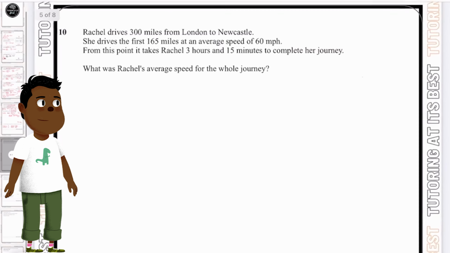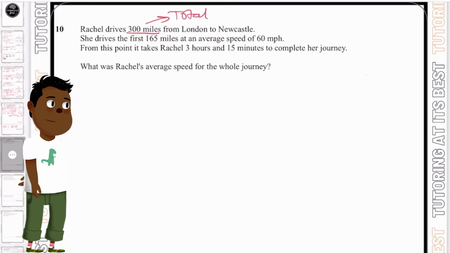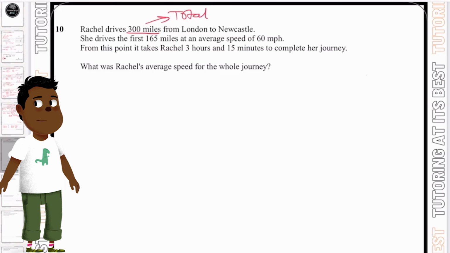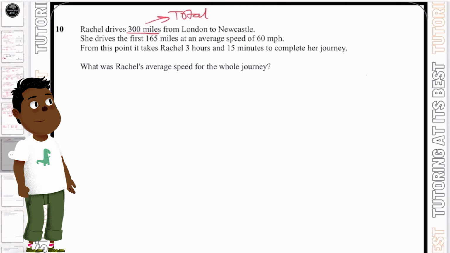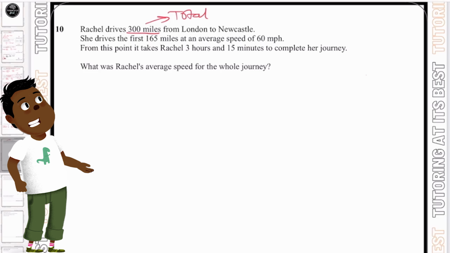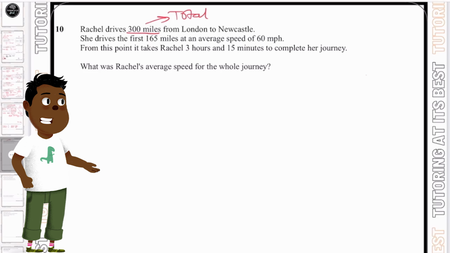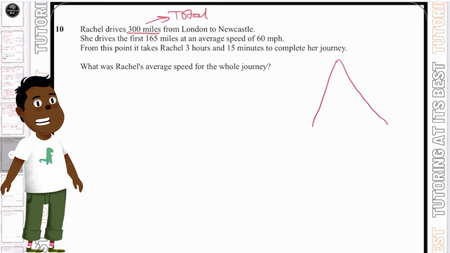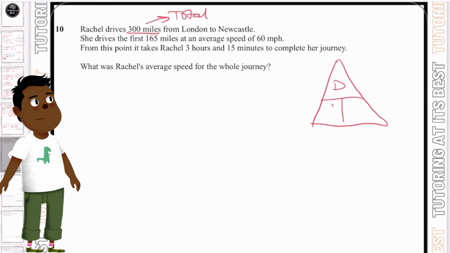And let's dive into question 10. So Rachel drives 300 miles from London to Newcastle. She drives the first 165 miles at an average speed of 60 miles per hour. And from this point, it takes Rachel 3 hours and 15 minutes to complete her journey. So what was Rachel's average speed for the whole journey? So let's go ahead and draw out our triangle and do distance, speed, and time.